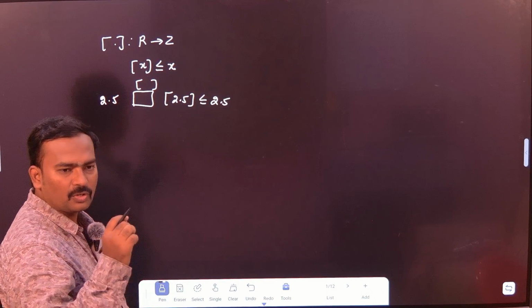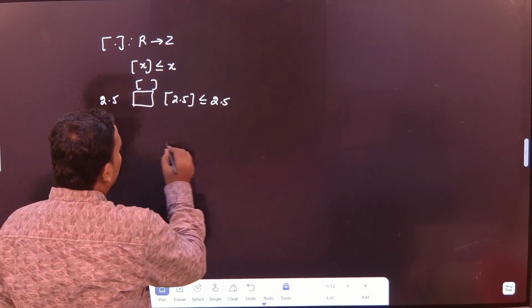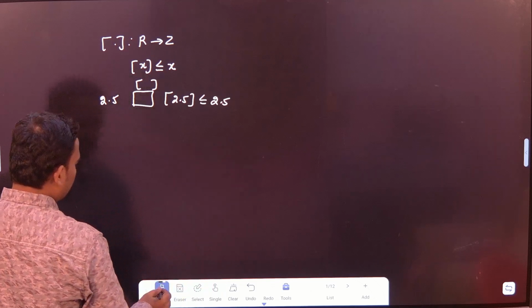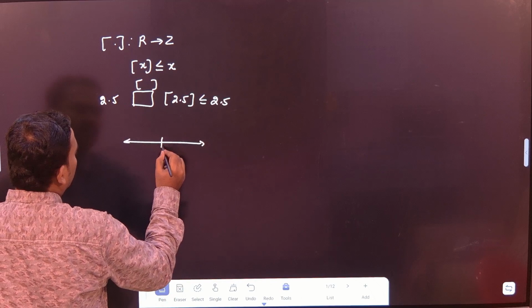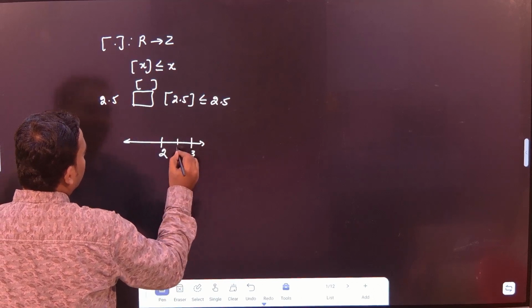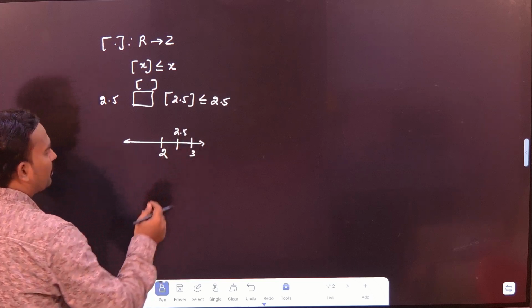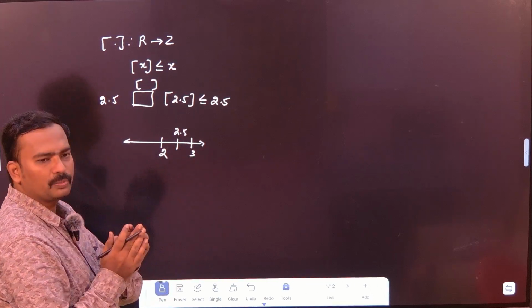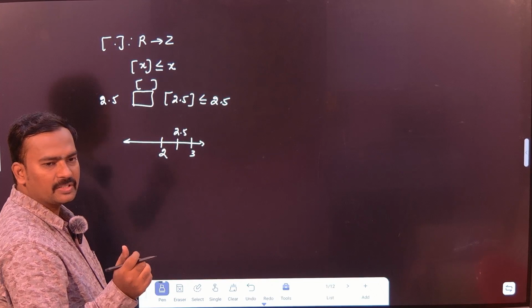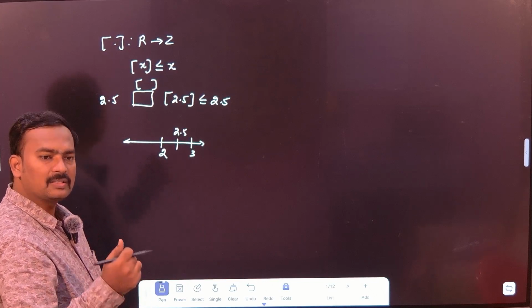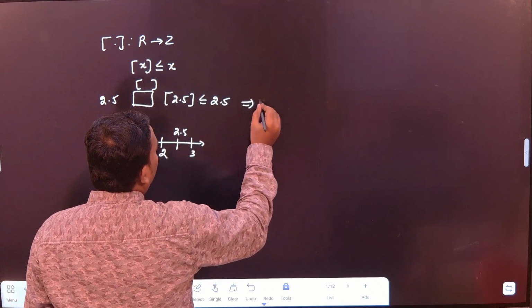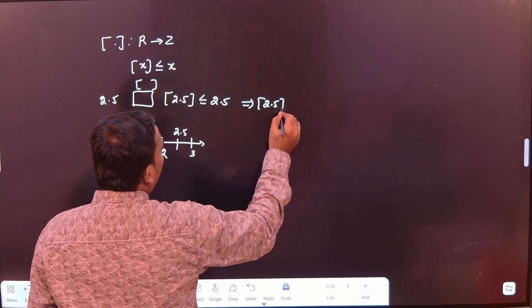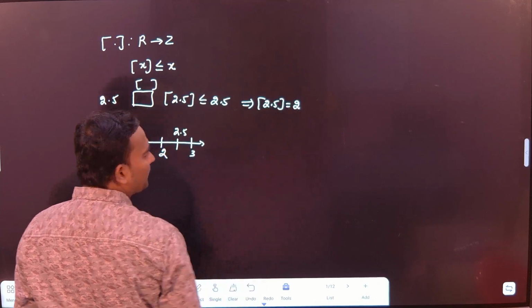So 2.5 is not an integer. You can see here the number line. You can take this is 2, this is 3, this is 2.5. So you can take less than or equal to 2.5. 2.5 is not an integer. Which is the greatest integer less than or equal to 2.5? That is 2, right? Therefore, the greatest integer function of 2.5 will be 2.